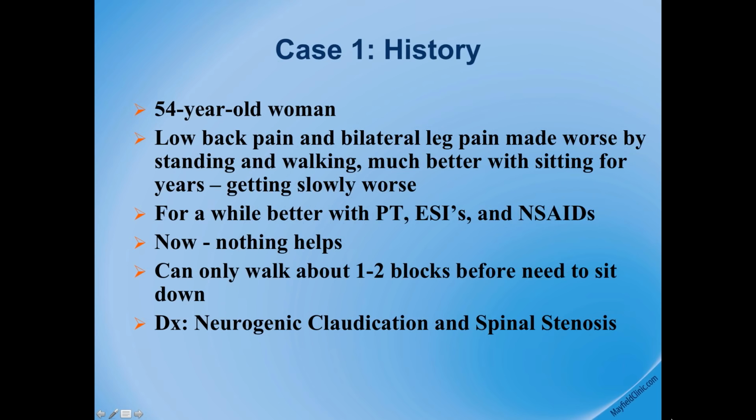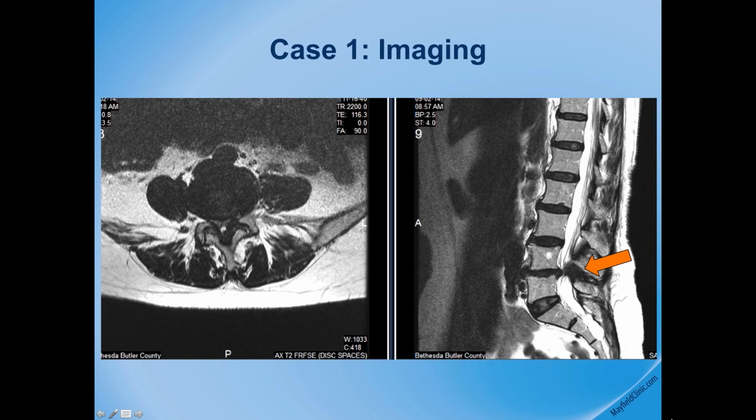So just from her history, we're concerned about spinal stenosis and neurogenic claudication, which is the pain in the back and the legs that worsens with walking. She comes to the office with an MRI.